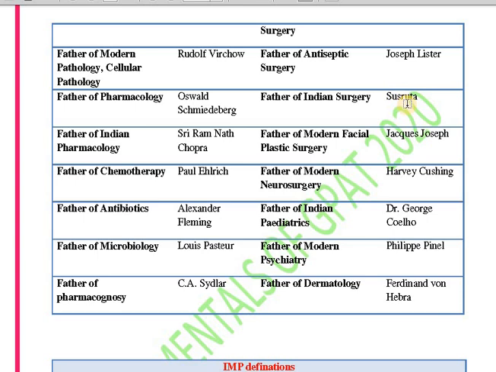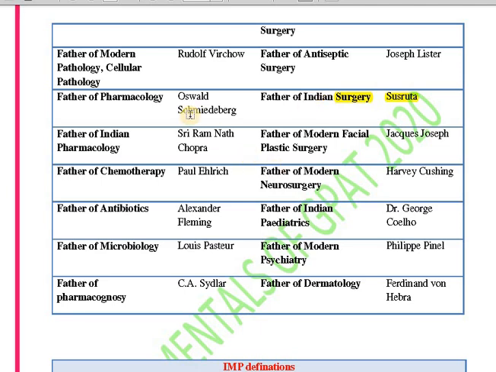Next one is the father of Indian surgery. So Sushruta, Charaka Sushruta Samhita. अपने पास एक है चरक सुश्रुत संहिता. So the father of Indian surgery is Sushruta.